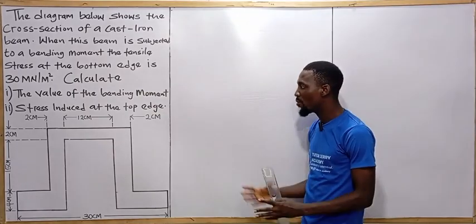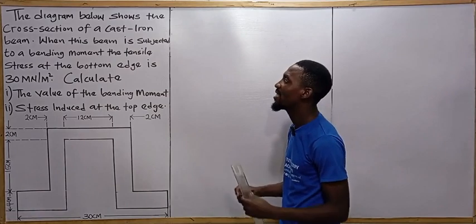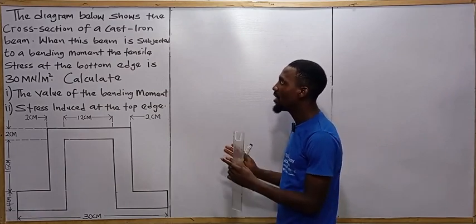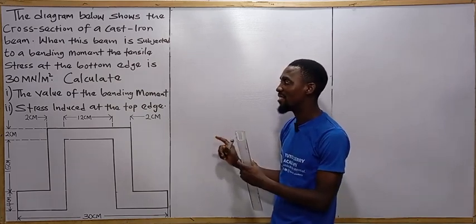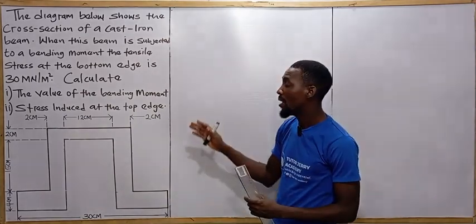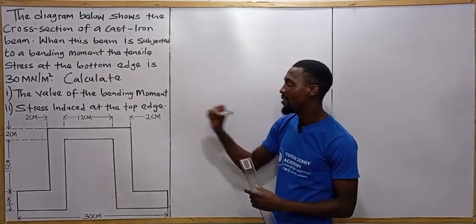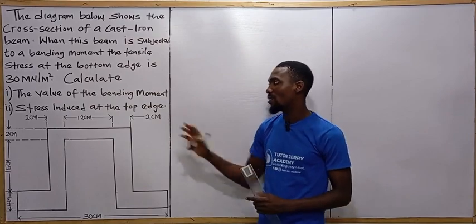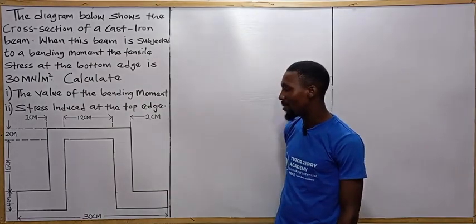Solve the above question. It says the diagram below shows the cross-section area of a cast iron beam. When this beam is subjected to a bending moment, the tensile stress at the bottom edge is 30 MN/m². So we want to calculate the value of the bending moment and the stress induced at the top edge. All right, so you can see the diagram clearly.